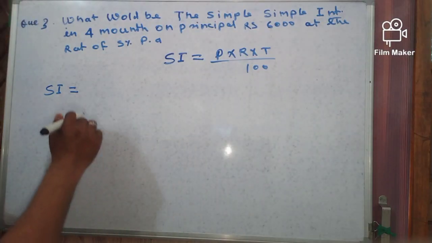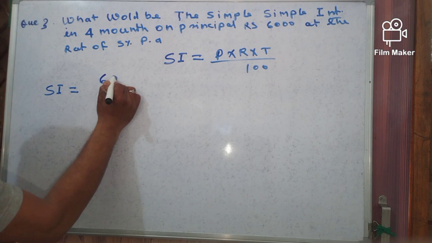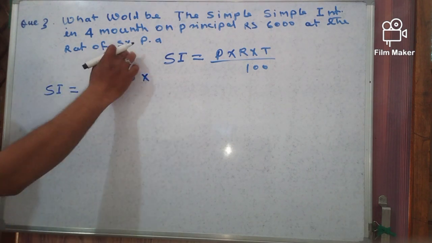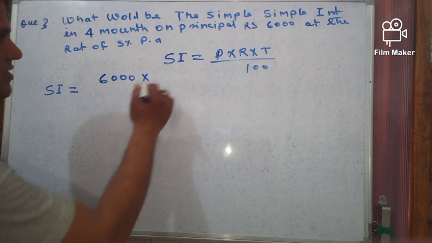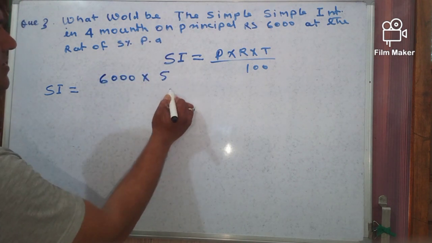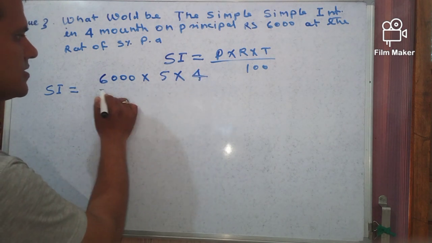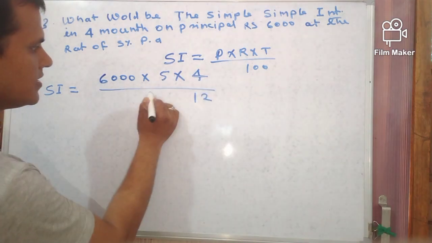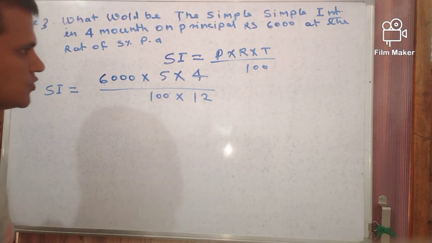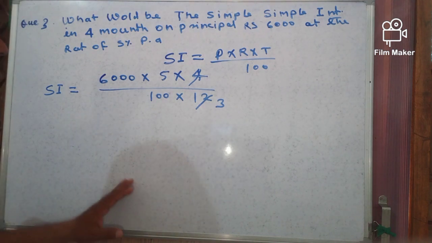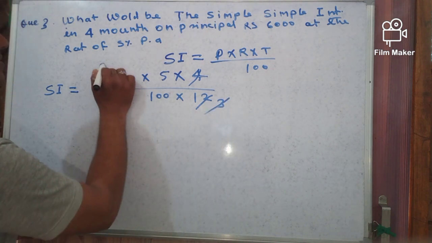So see here, principal is 6,000 and rate of interest is 5%. PA means per annum, so keep it right here, and 4 months, 4 by 12, and 100 into 12. So 4 3s are 12 and 3 2s are 6.